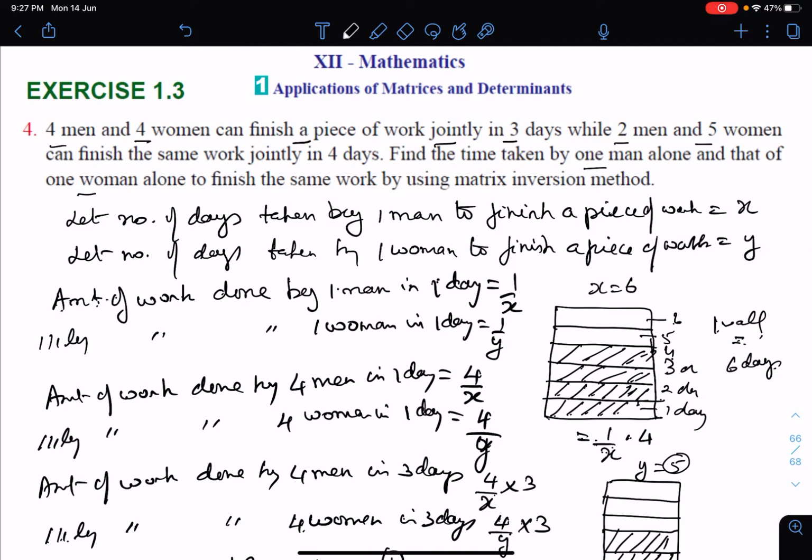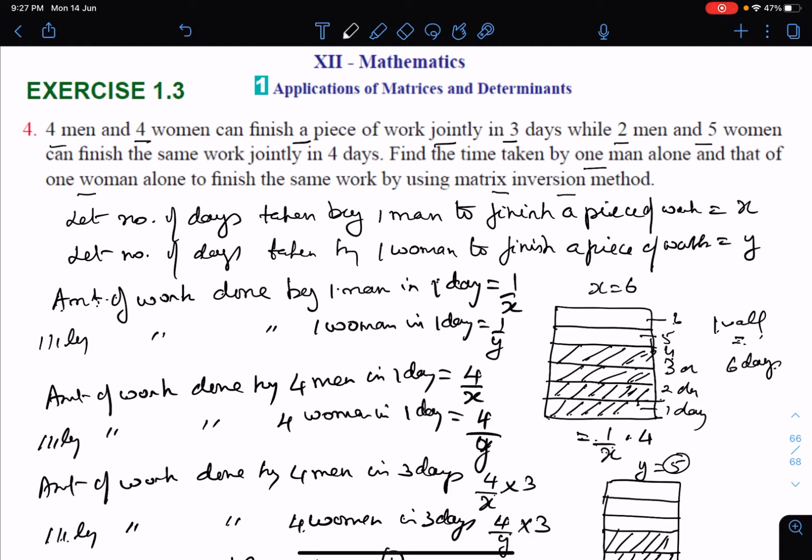4 men and 4 women can finish a piece of work jointly in 3 days, while 2 men and 5 women can finish the same work jointly in 4 days. Find the time taken by one man alone and that of one woman alone to finish the same work by using our matrix inversion method. So first we are going to frame the equation.